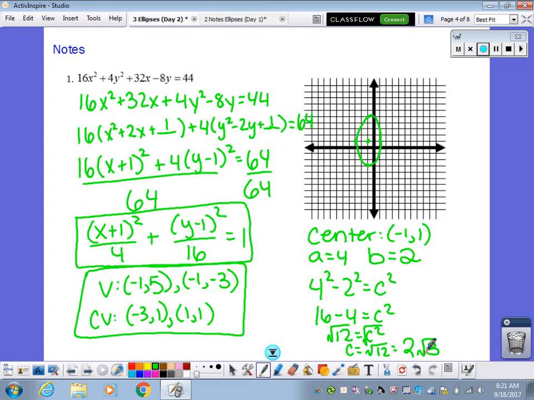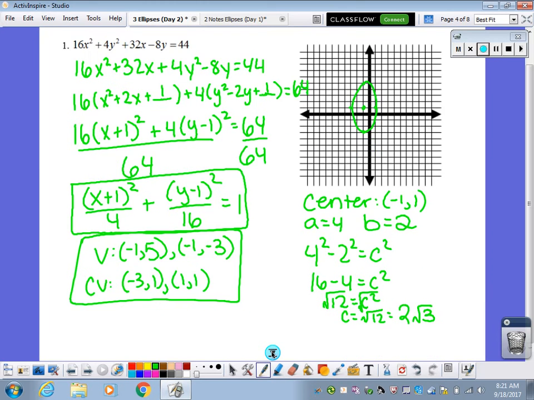Now, our foci are going to be going up and down, since this is a vertical hyperbola. So we know that we're going to take this number and add it to the y value of our center, going up and down to get our foci. So that is just how we're going to get our foci here. So our foci points are going to be -1, 1 plus or minus 2 radical 3. And there's our foci.